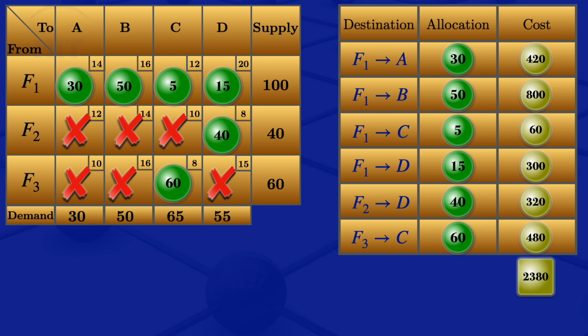Please note that the initial basic feasible solution might not be the optimal solution. It only serves as a starting point for finding the optimal solution using methods like the modified distribution, MODI, or the stepping stone method.